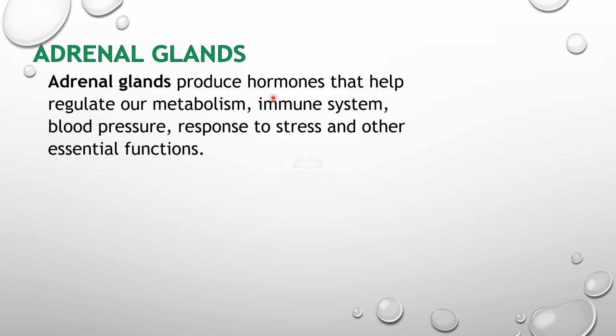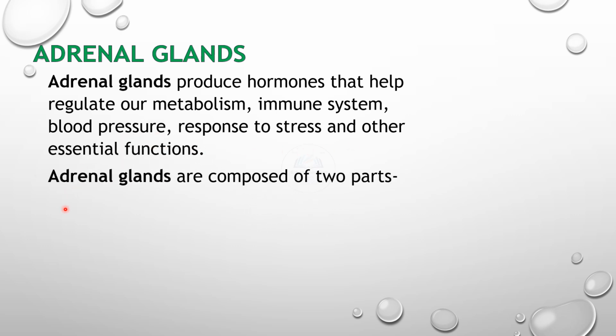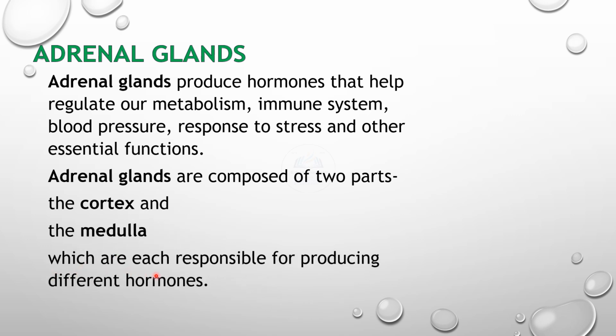Adrenal glands. Adrenal glands produce hormones that help regulate our metabolism, immune system, blood pressure, response to stress, and other essential functions. Adrenal glands are composed of two parts, the cortex and the medulla, which are each responsible for producing different hormones.